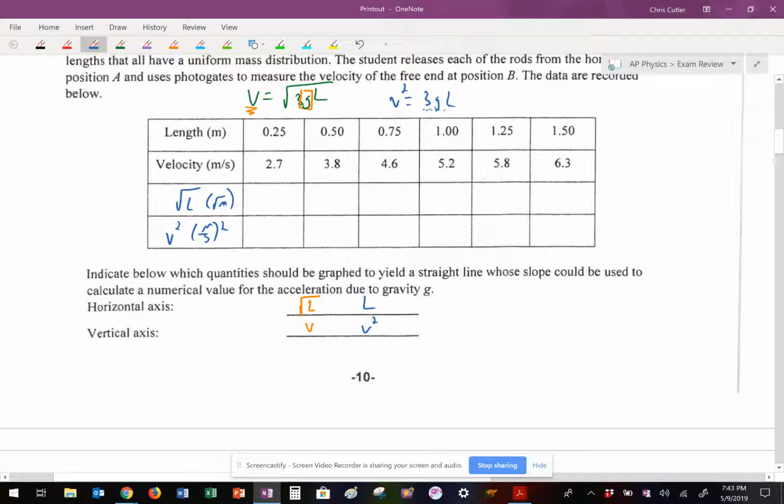The square root of L gives you 0.5, 0.707, 0.866, that's just 1, 1.118, and 1.225. V squared is 7.29, 14.44, 21.16, 27.04, 33.64, and 39.69.